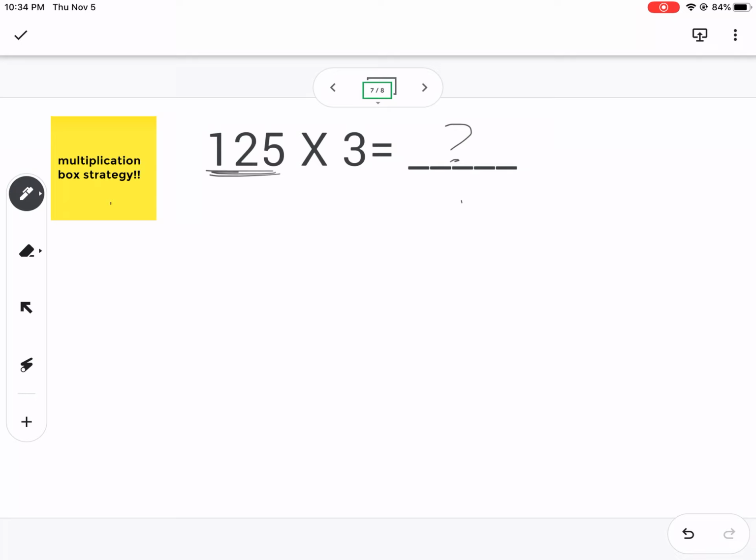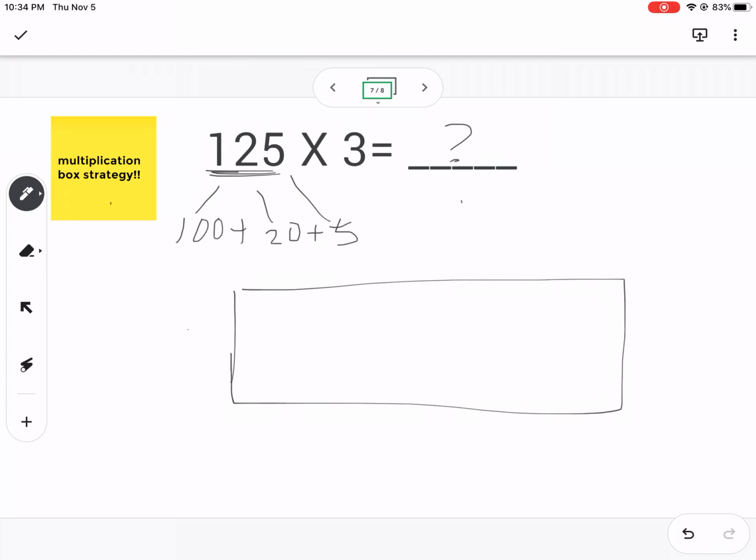So again, it's all going to come down to breaking up that number 125 into pieces I can handle. I can handle 100, I can handle 20, and I can handle 5. And these all three numbers, 100 plus 20 plus 5, are going to be multiplied by 3 when I use my box. So I have 3 times 125, which I don't know what that is, but I can break up my parts: 100 plus 20 plus 5. So now I start to do each box.